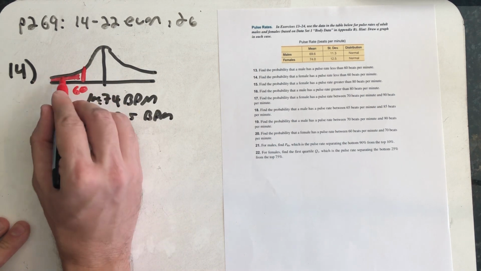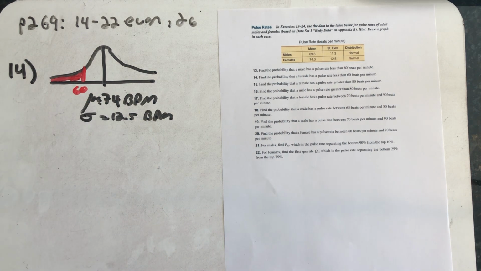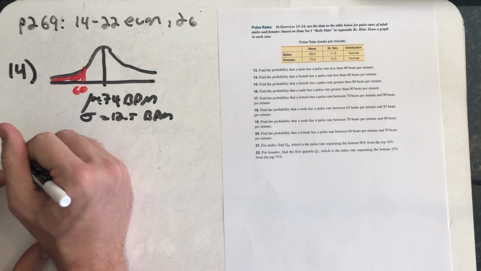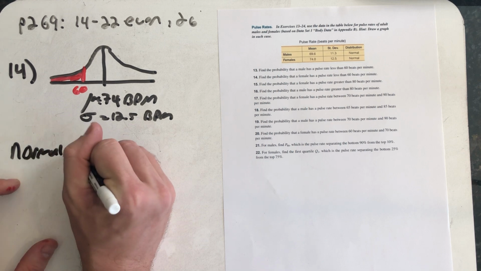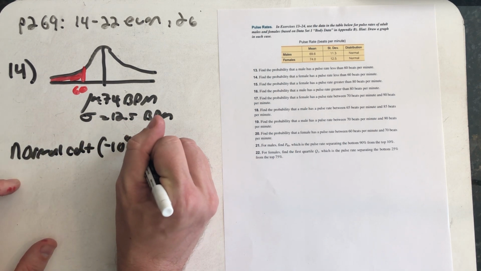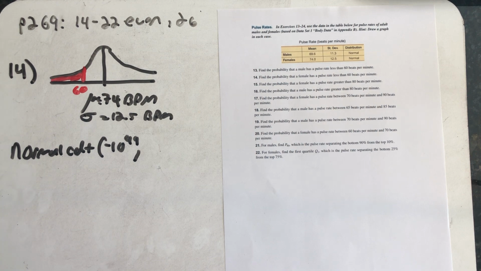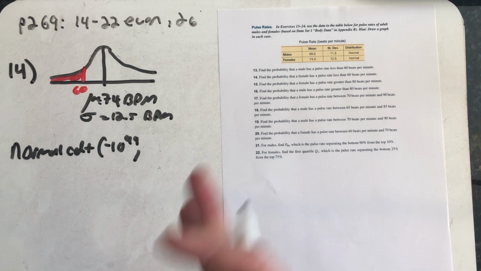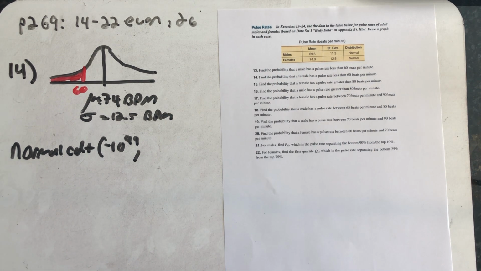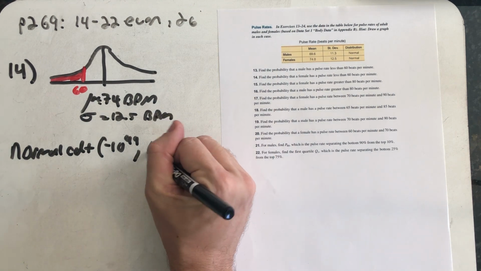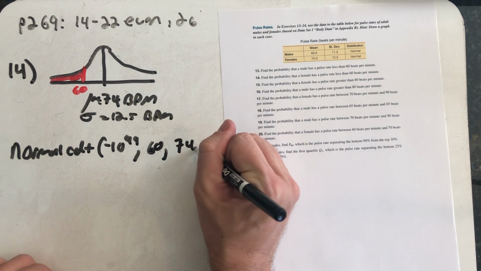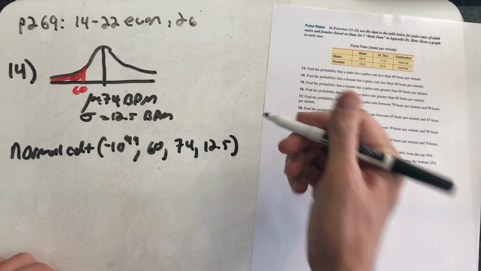So I'm trying to find that probability. We'll be using normal CDF in our calculator. So from the left, from minus 10 to the 99, something so far away from 74 beats per minute that's almost impossible. In fact, it is impossible. 0 is the lowest we could think about having a heart beating in beats per minute. But that's so far away, it's like acting like minus infinity, so I'm just going to let that be and end at 60 beats per minute, and this time I need the mean and the standard deviation.